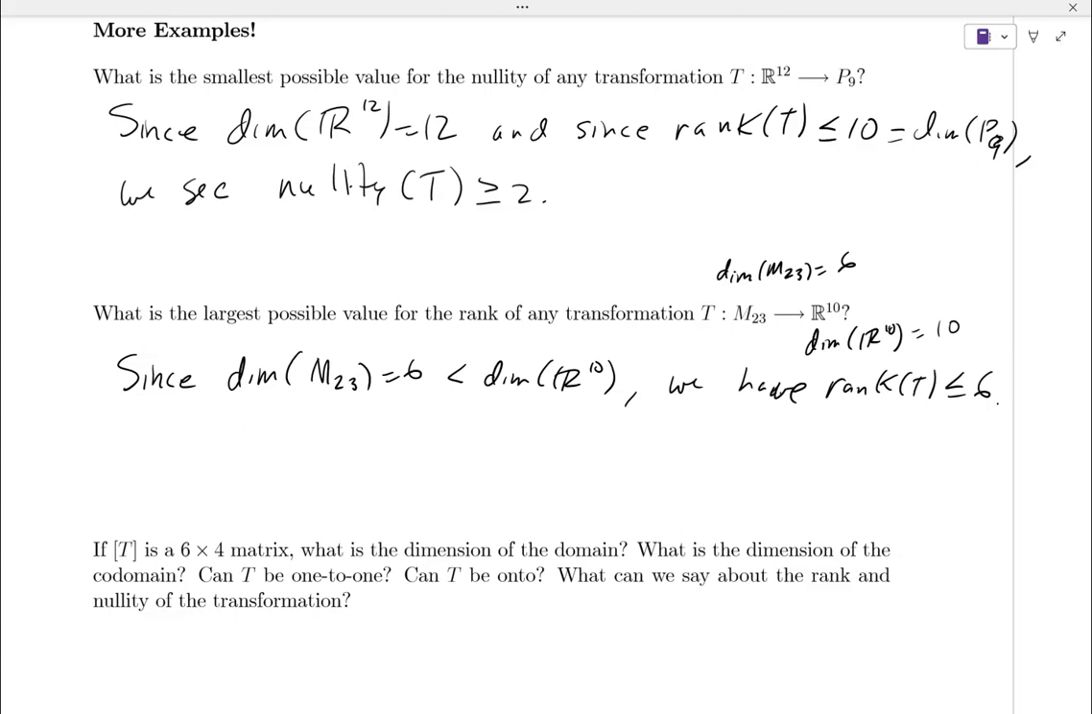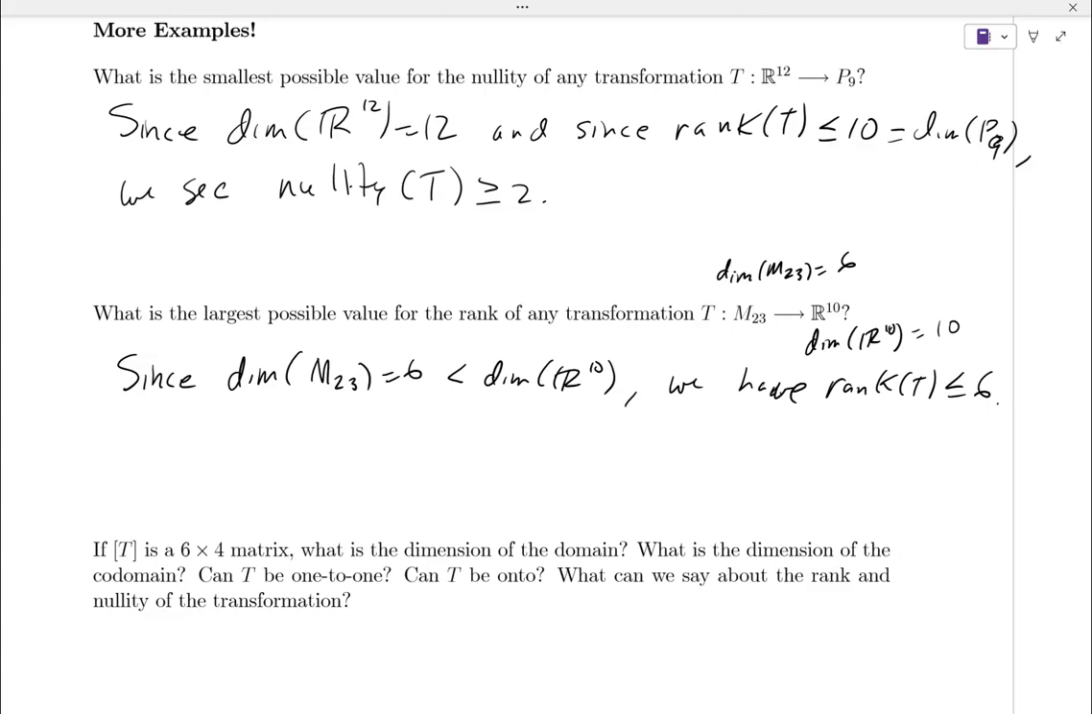We have a 6x4 matrix. That's how we're defining our transformation. What's the dimension of the domain space? If the matrix is 6x4, the dimension of the domain is 4. The dimension of the codomain is 6, right? Remember, it's reversed. Dimension of your domain is 4. Dimension of your codomain is 6. So which can it not be? Can it not be 1-to-1 or can it not be onto? Cannot be onto, right? Our codomain is too big.